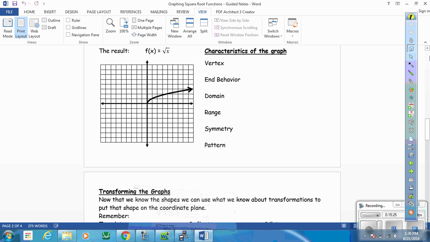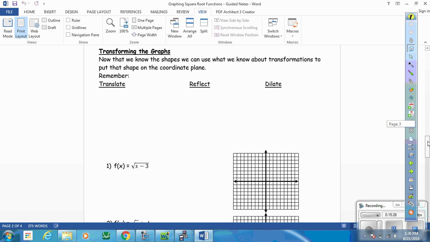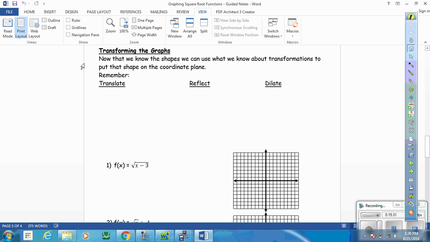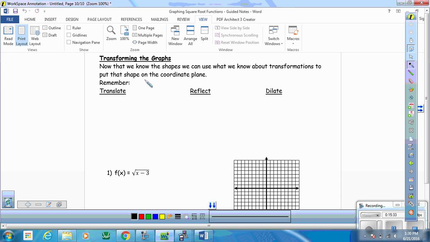Now, all graphs transform using our transformations that we learned in Unit 1. So let's review real quick to make sure that we remember how all of these things transform. So remember, to translate, that's up, down, and left, right. So to go left and right is always inside the function. And if I want to go left, I add. If I want to go right, I subtract. So that would be something like square root of x plus 2, or square root of x minus 2.